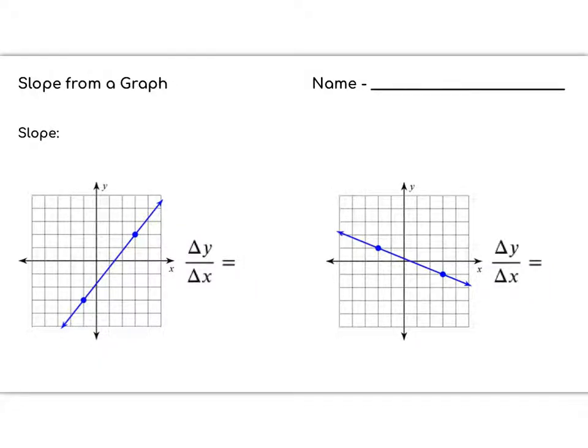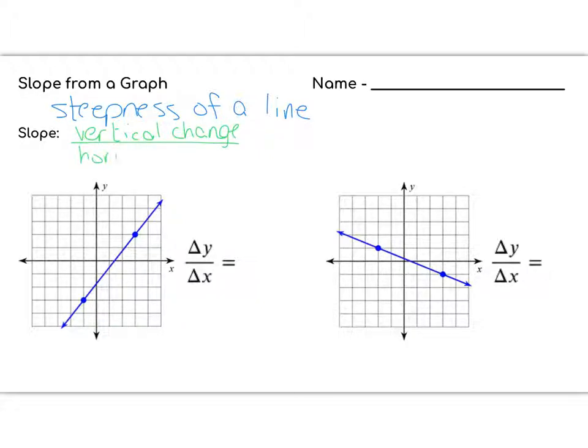So we've looked at the types of slope, but now we want to ask, well, what is slope? What exactly are we finding when we find the slope? In general, slope is the steepness of a line. And it's actually a ratio. Slope is defined as the vertical change of a line over the horizontal change.